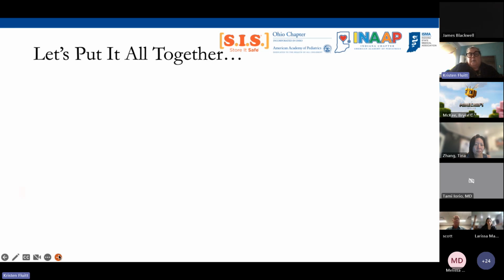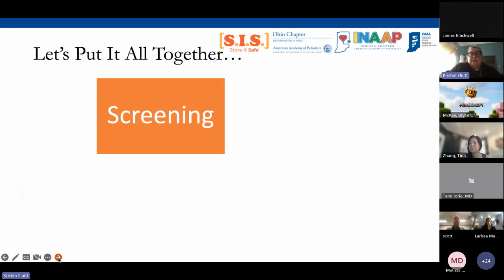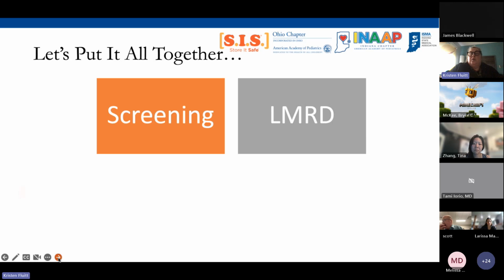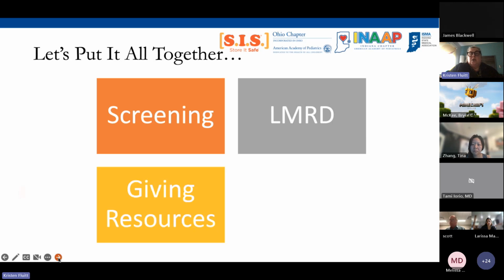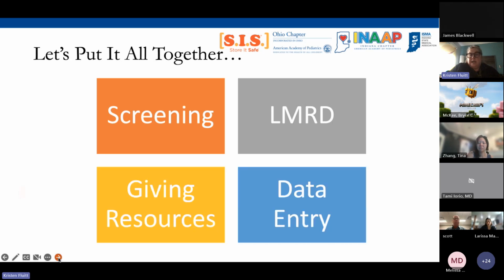So we're going to put all this together now. We talked last time about screening and lethal means restriction discussion, and now we've talked about data. So again, keep in mind, you're going to have all these slides, and you're also going to have a blank workflow that you can tweak and make edits to based on your practice. So we're going to talk about a recommended workflow with screening, with the lethal means restriction discussions, with giving resources, and then with data entry.